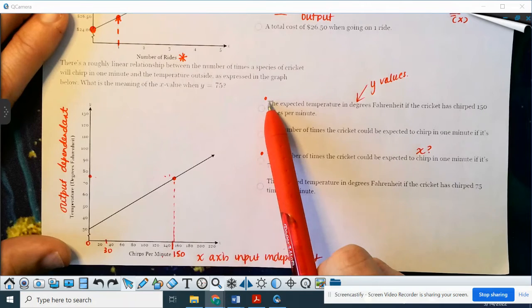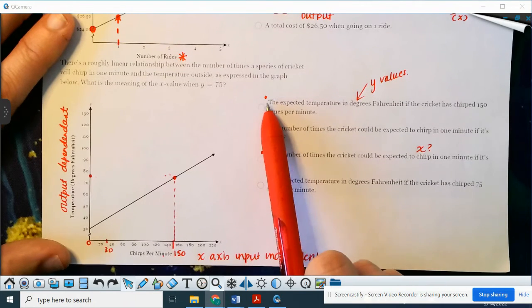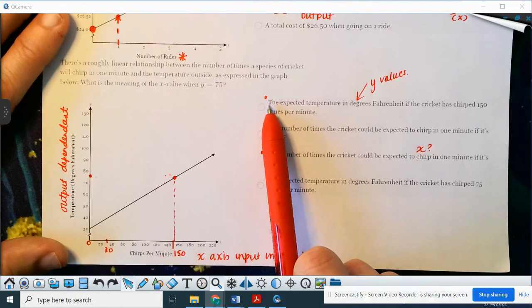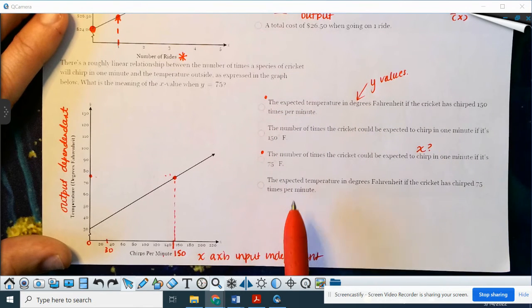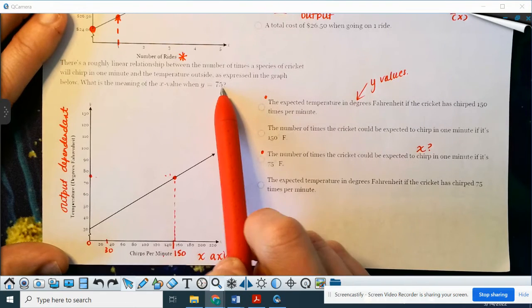I would call this your dummy answer, not calling you a dummy. This is the one that you would be like, oh, there it is. There's my 150 that goes to my 75, but you have to make sure you're reading it very closely. And then last but not least, the expected temperature in degrees Fahrenheit if the cricket chirps 75 times per minute. And unfortunately, that 75 is not what we're discussing anyway.